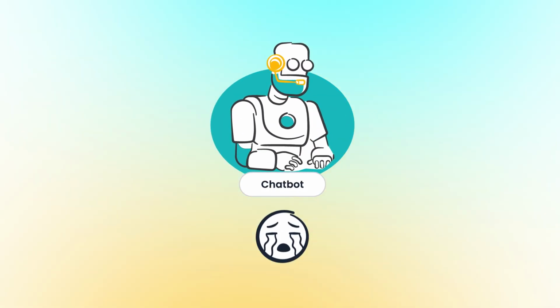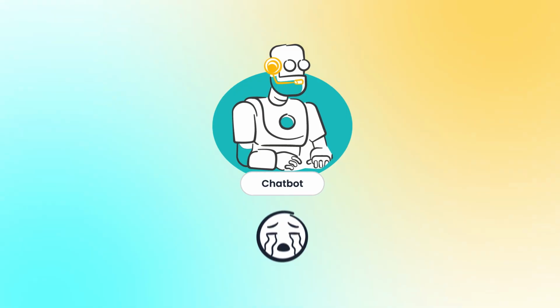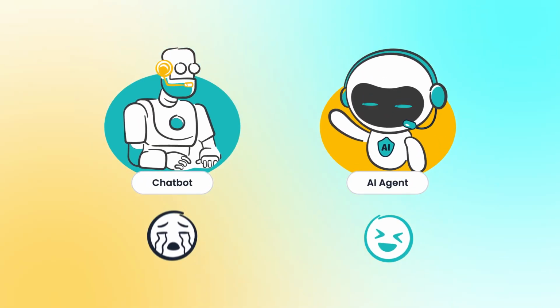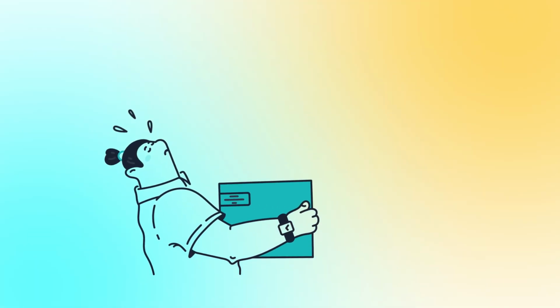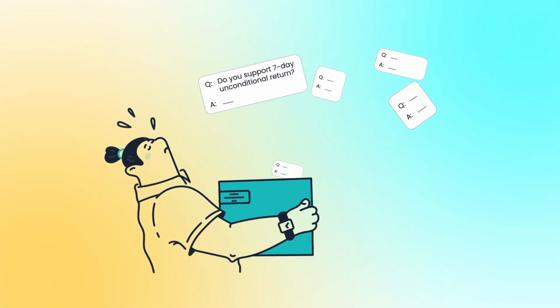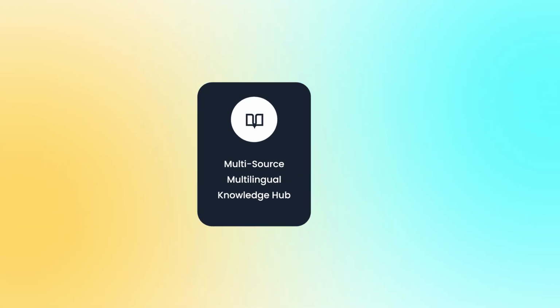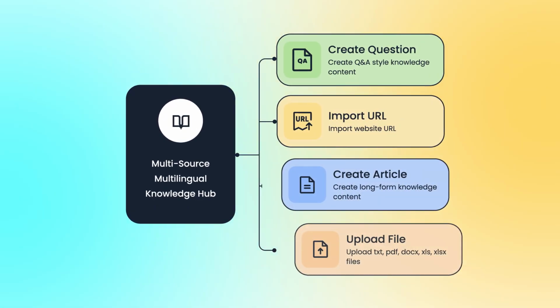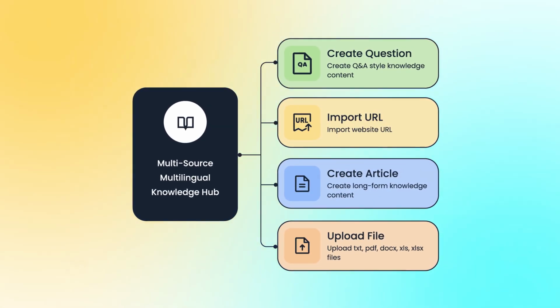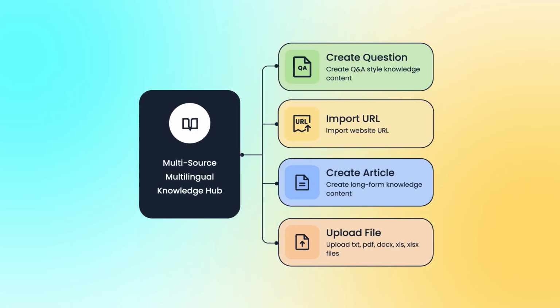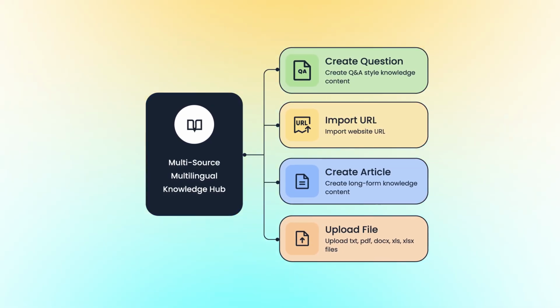This is the difference. Traditional chatbots frustrate users while AI agents satisfy them. Does such intelligent performance require a super complex knowledge base with thousands of Q&A pairs? No! Sobot AI Agent, powered by multiple LLMs, supports various knowledge formats, like Q&A, URL, articles, and documents.